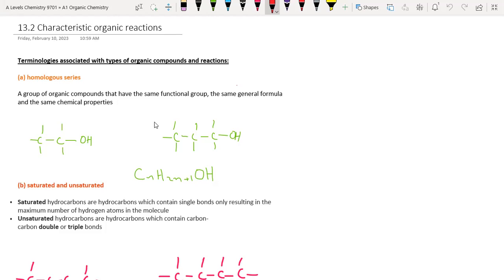Let's suppose here is the example of ethanol. Ethanol is from the alcohol family. Its next member is propanol. Propanol is also from the alcohol family. Their general formula is CnH2n+1OH. Both have the same functional group, so they will have the same chemical properties.